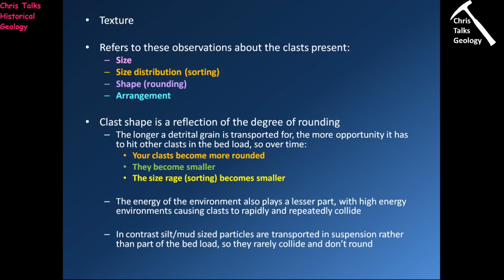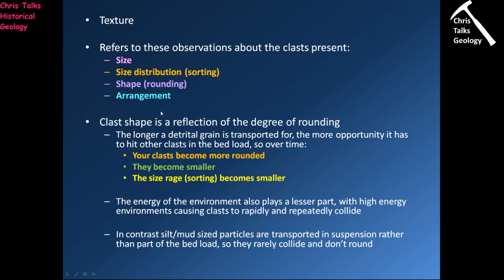We can also look at the textures. So we're going to be looking at things like the size of the clasts in our rock, the size distribution, which is referred to as the sorting. We're going to look at the shape of the clasts, which is referred to as rounding, and we're going to look at, is there any particular type of arrangement of the clasts? Now, in most sedimentary rocks, the clasts just get dumped, so there's no arrangement, but there are certain circumstances in which the clasts can be arranged, so there'll be a pattern to them, and this will help us to work out what the possible environment of deposition was.